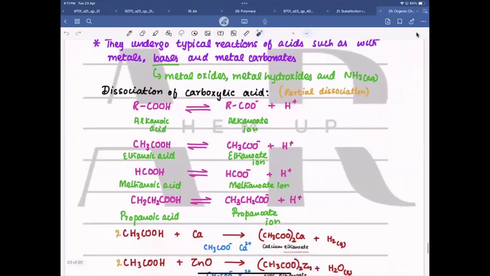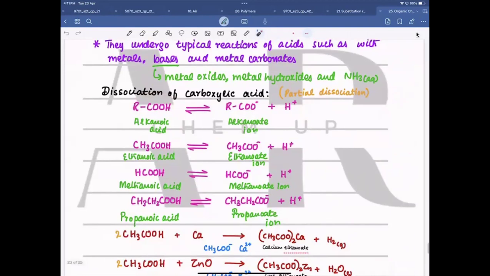So see, this is a general formula of the carboxylic acid, where we didn't specify which carboxylic acid it is. Instead, we write an R. So R means there can be any number of carbon atoms over here. When it dissociates, it produces a hydrogen ion and this ion. So this ion is called alkanoate ion. And as it's a weak acid, we will show a partial dissociation. And for a partial dissociation, we will show this double arrow. Is this understandable?